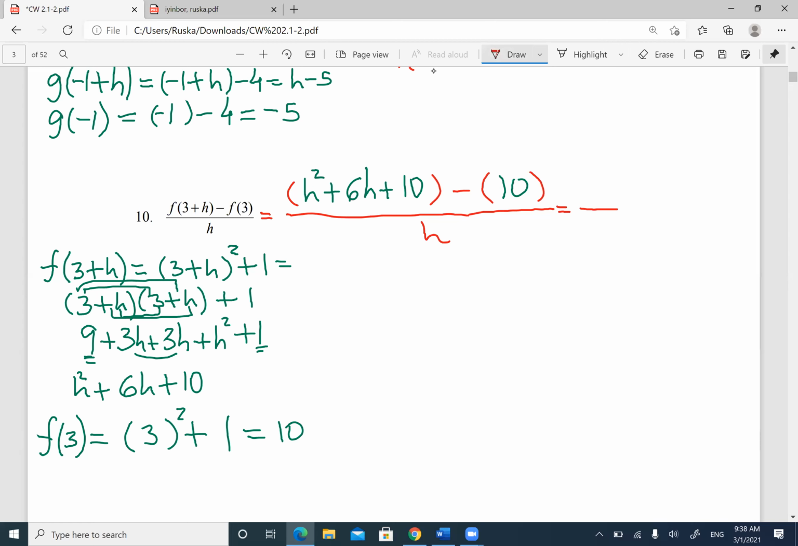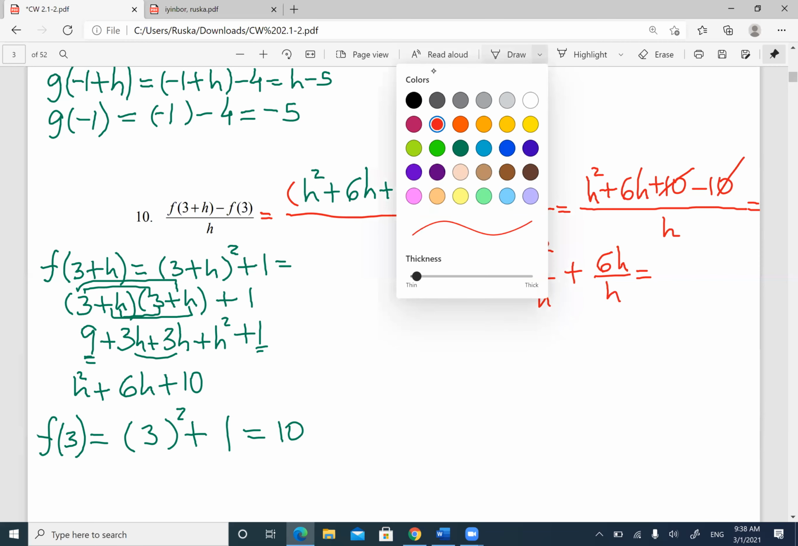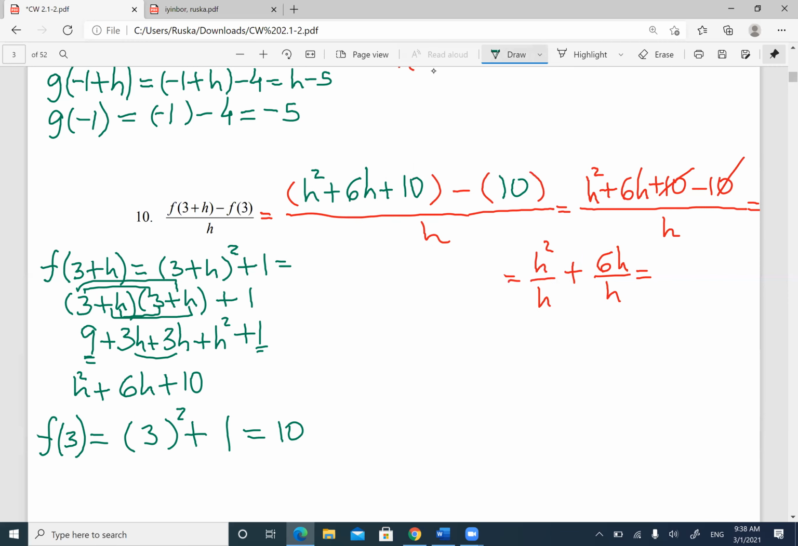So I'm going to take off the parentheses first. So it's going to be h squared plus 6h plus 10, and then minus 10. So the 10s cancel, and over h. Now, here we have h squared plus 6h over h. So I'm going to split this fraction. I'm going to write it like h squared over h plus 6h over h. And you see this h in the bottom is going to cancel. I told you this h in the bottom always has to cancel out. See, h and h cancel, and one of the h's cancels here.